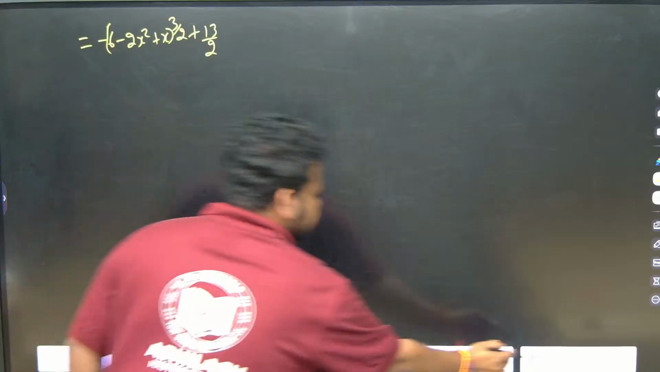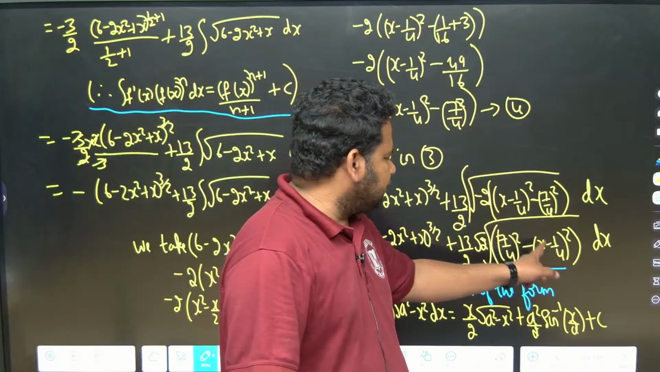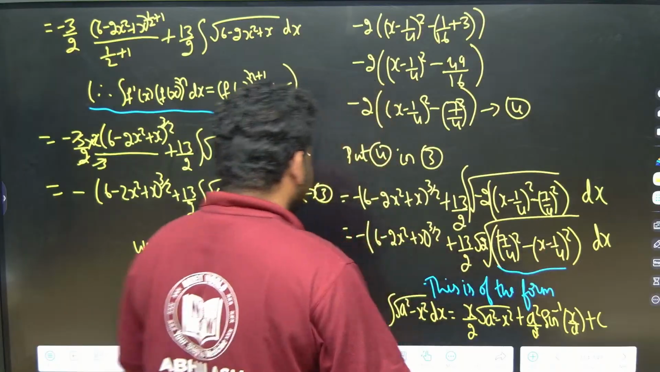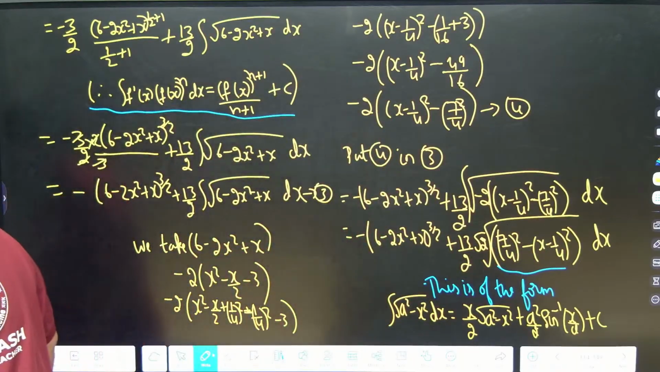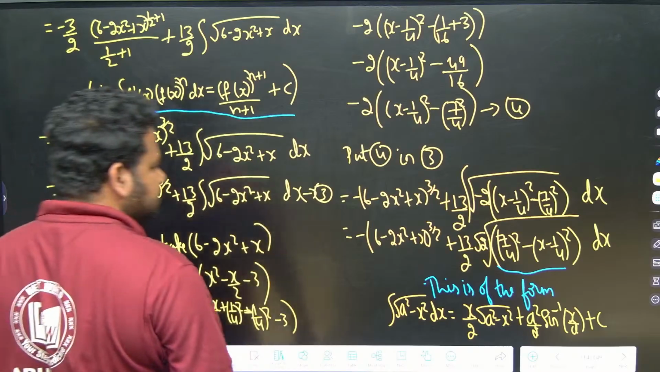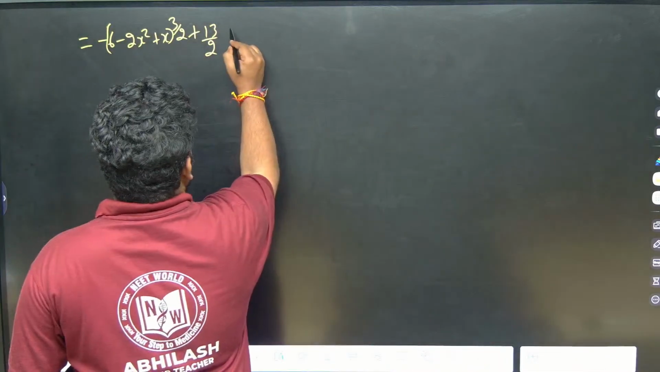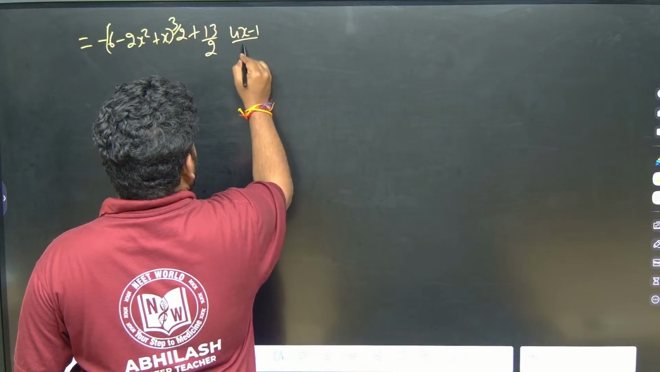What is x by a? Here x is x minus 1 by 4. I can write this as 4x minus 1 by 4. Correct? So this will become 4x minus 1 by 4.